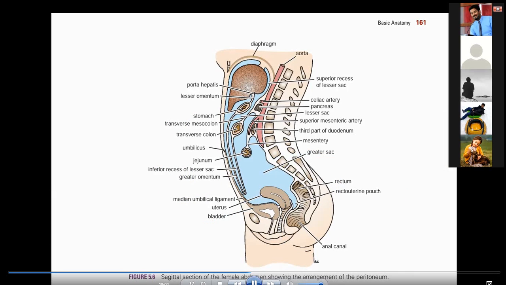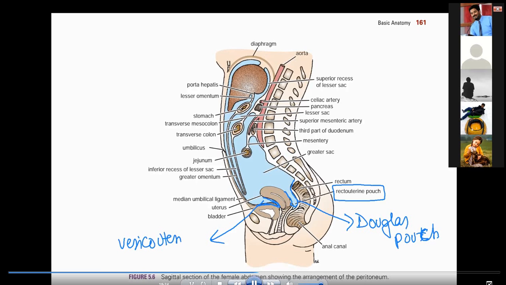this pouch which is forming between the uterus and your rectum is known as Douglas pouch. Okay, so Douglas pouch is which pouch? It is a pouch which is also known as rectouterine pouch, and it is forming between the rectum and the uterus. The second pouch, which is forming between the uterus and the urinary bladder, is known as vesicouterine pouch. Vesicouterine pouch. Okay, so this is your Douglas pouch.